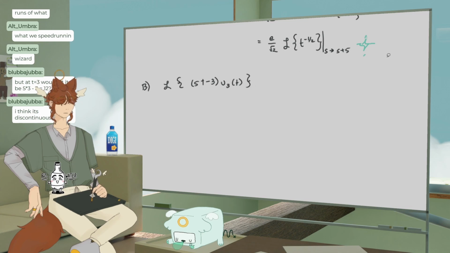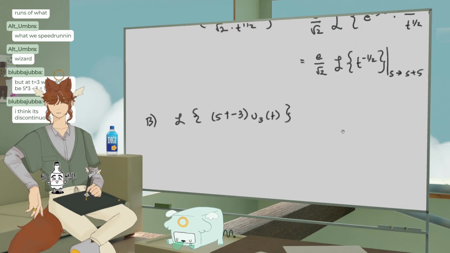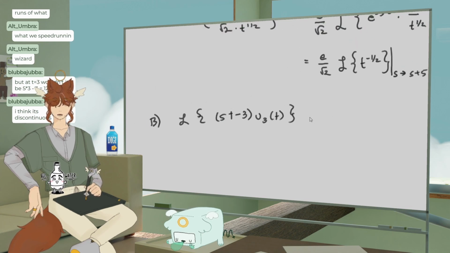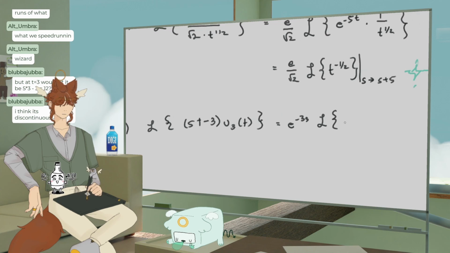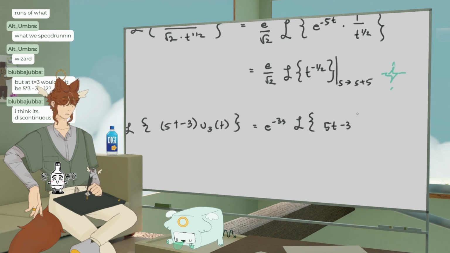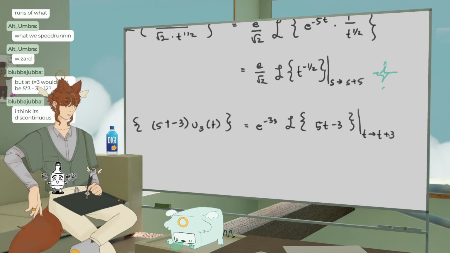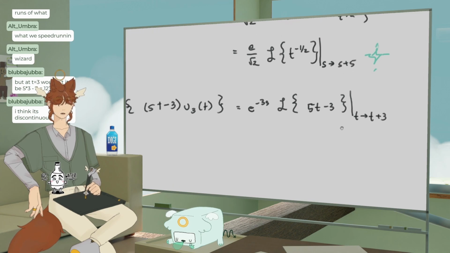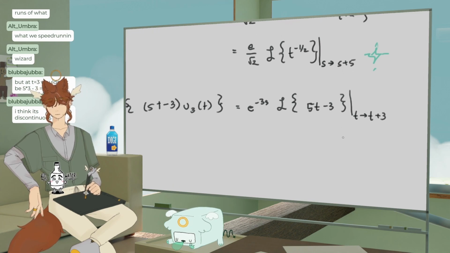Okay. We see a unit step function. Okay, first, we lock in e to the negative 3s. Okay, we get that out of there. Now, we have a Laplace of negative 5 minus 3. That exists, and we have to do something to it. And t turns into t plus 3? Perchance?